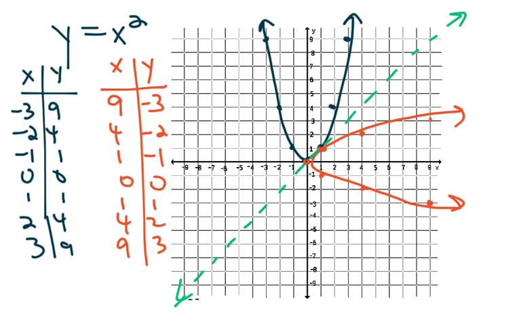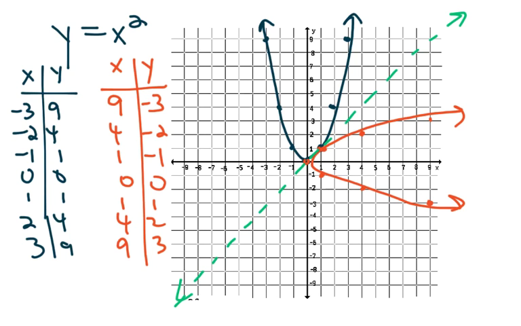Remember, we talked about symmetry over the x-axis, the y-axis, the origin. One of the symmetries we talked about was symmetry over the line y equals x. If this were a sheet of paper and you were to fold the paper on the dashed line, the black parabola would lie on top of the red parabola. But what if I wanted to find the equation of the inverse?